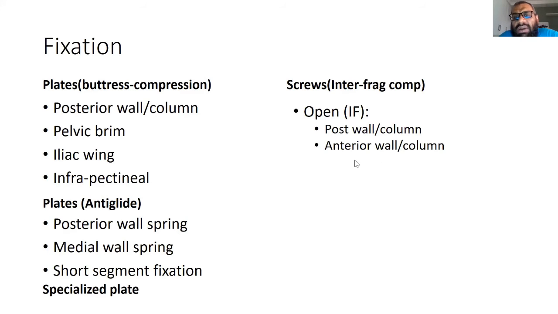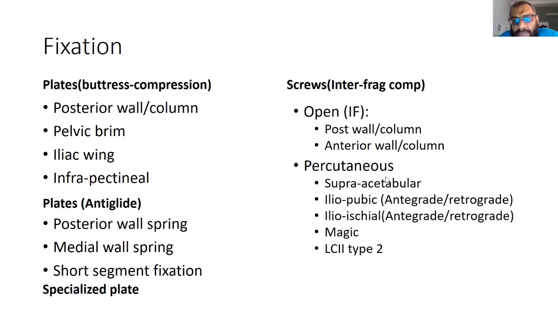Again, you can put an interfragmentary screw for the anterior wall or column. What is mostly used is what's called the percutaneous screw. In percutaneous screws, in very limited indications, you can do the case percutaneously without opening. And I think we did the last case like this because we had some problem in the skin distally.